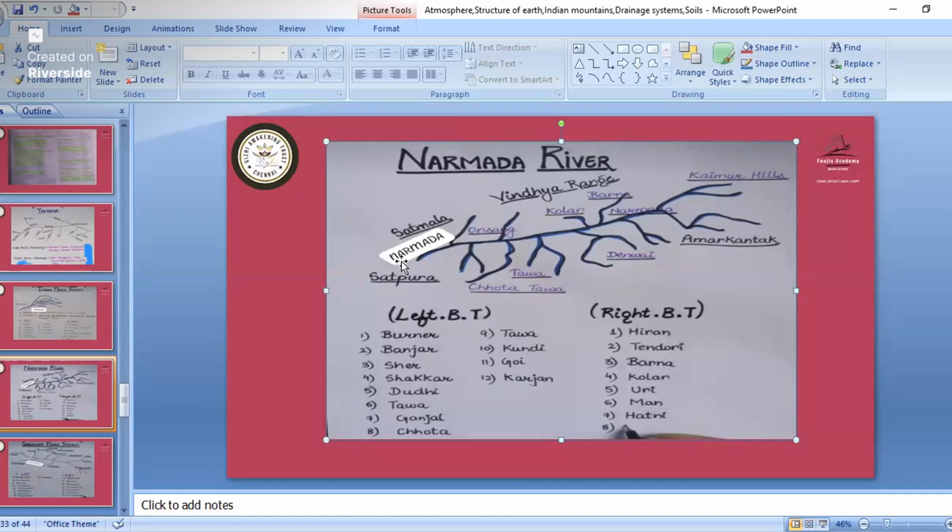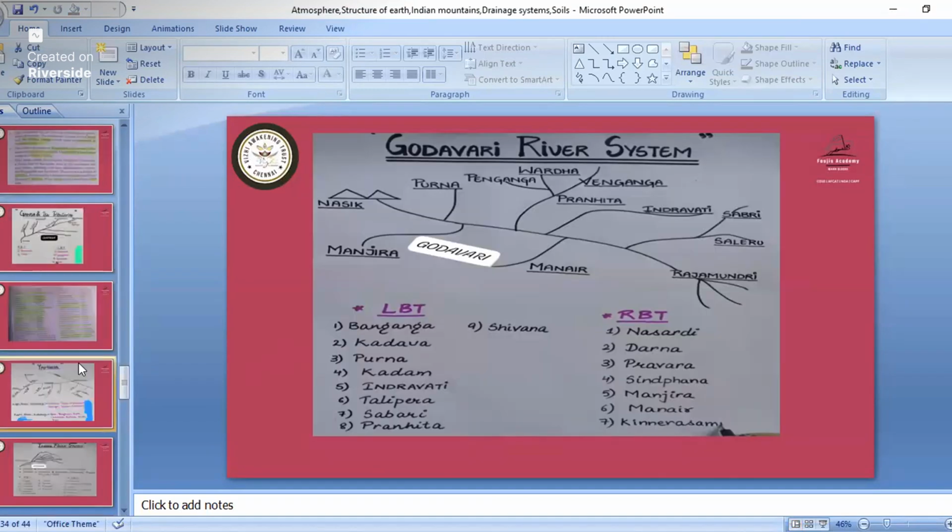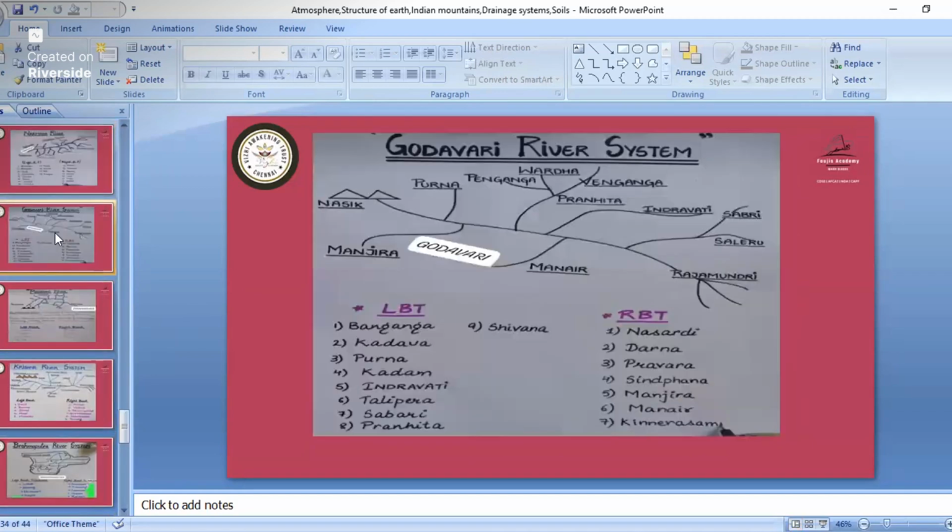The Narmada river flows through the Vindhya range and Satpura range. It flows in the middle of these ranges. Okay, now we'll see the Godavari river system.